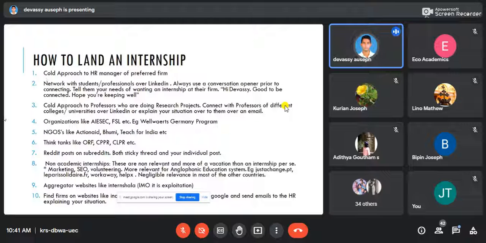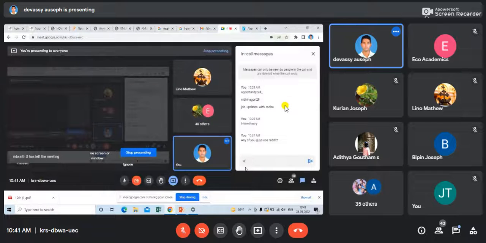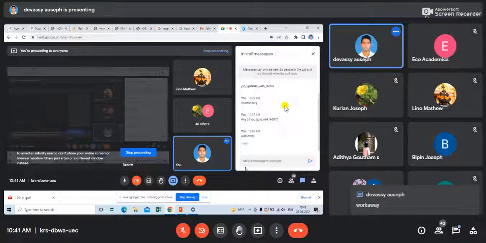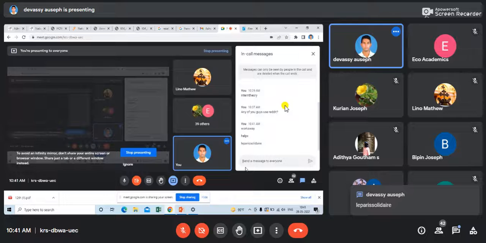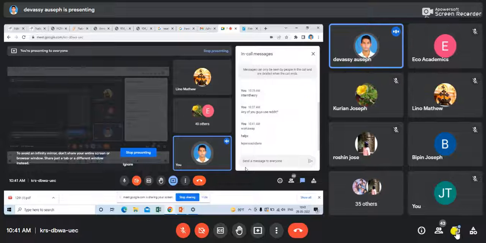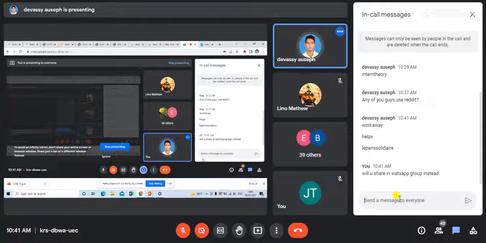Now there are aggregators. I'll just put across the websites also. These are a few websites. You can check it out. These websites give you internships, but they don't hold any academic credits. Rather, it's something to explore a new country, a new culture, and it doesn't help.